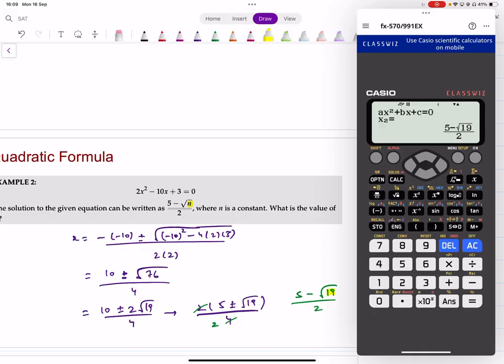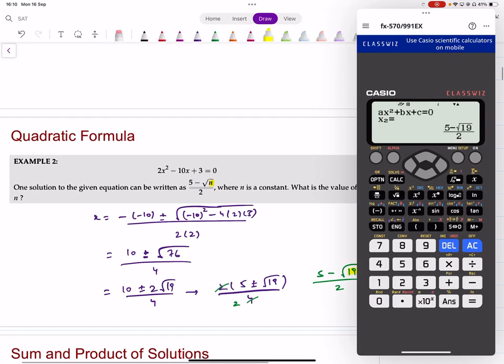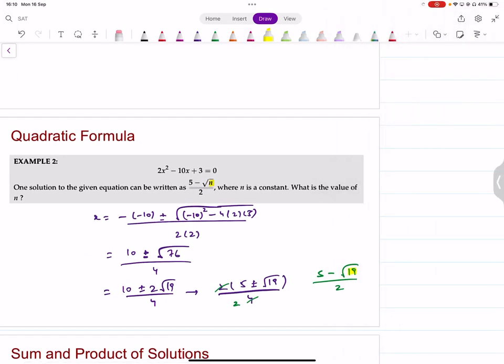Okay. So some models will give it to you in exact form. Some models will not. So check if your model gives it. It's very helpful to actually have this calculator or similar version for SAT and also for A-level maths. It's a good investment to make. Or you can check with a senior if you want to borrow one as well.